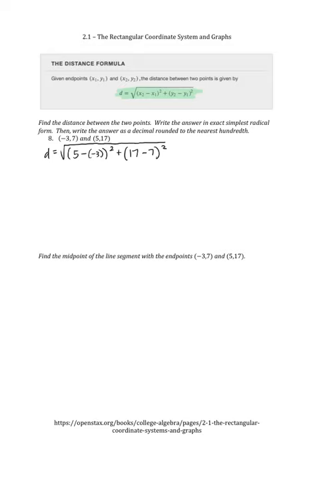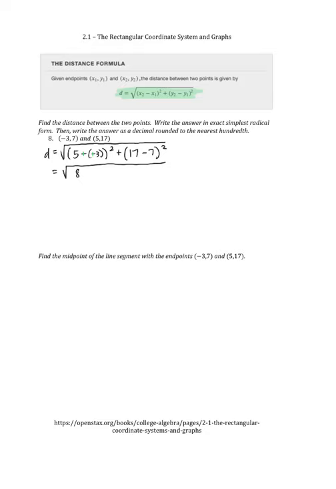Now it doesn't matter which you choose to be your x1 and x2, just make sure you're consistent with those. So I just, by habit, use the second point as the 2's and the first point as the 1's, but you don't have to do it that way. So let's see what we get here. So 5 minus a negative 3. Remember, the two negatives end up making a positive. So that's really 5 plus 3. So that would be 8.